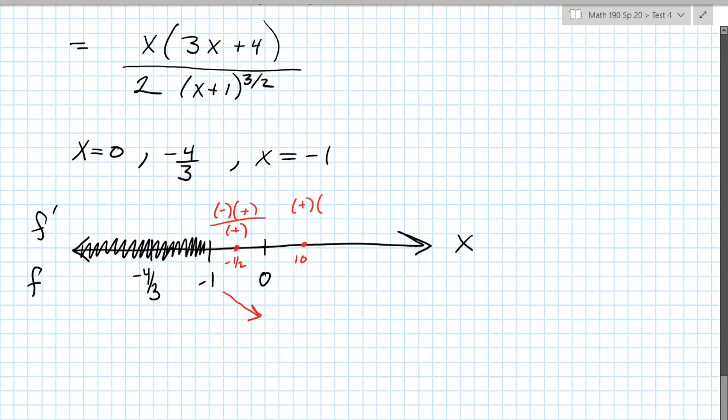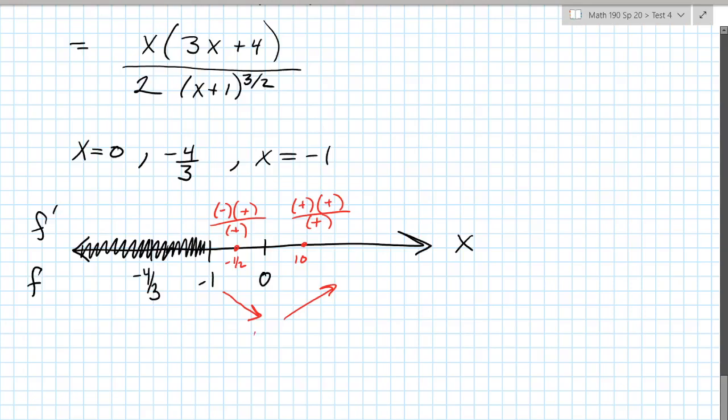Plus 10. 3 times 10 is 30, plus 4 is 34, which is positive. And 10 plus 1 is 11, to the 3/2 power is still positive, times 2 is still positive. Positive divided by positive is positive. So we have an increasing function from 0 to infinity.